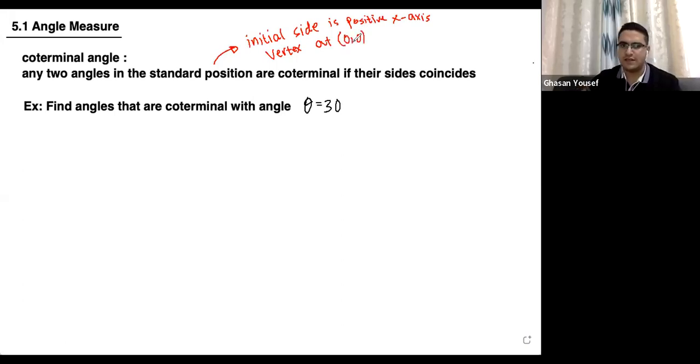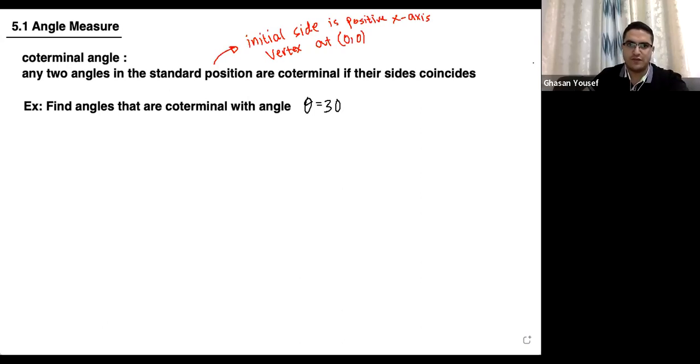If both of the angles are in the standard position, I mean both of them have the initial side on the positive x-axis and the vertex at the origin, then they have the same initial side and the same vertex. They are coterminal if their sides coincide. I mean their sides, the initial side and the terminal side, coincide. So the question now: find angles that are coterminal with the angle theta equal 30.